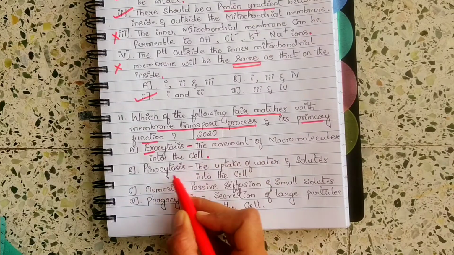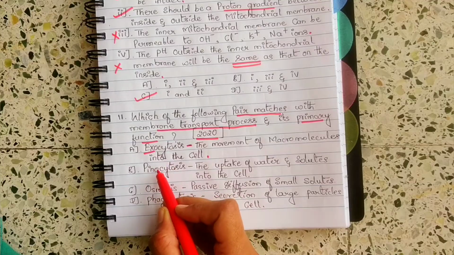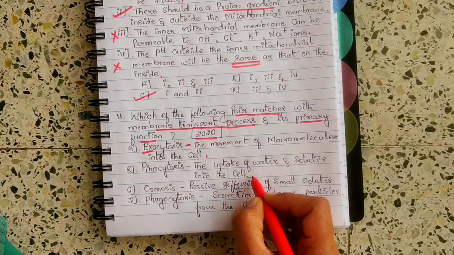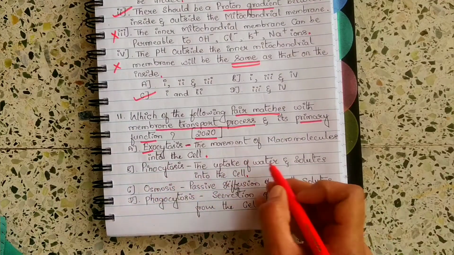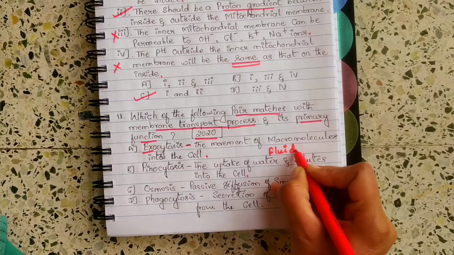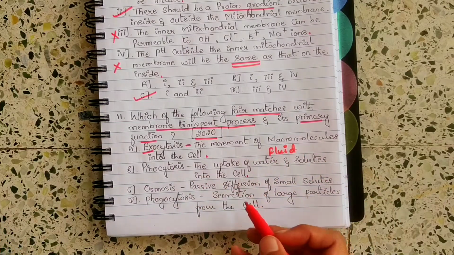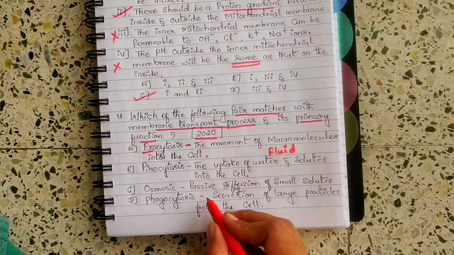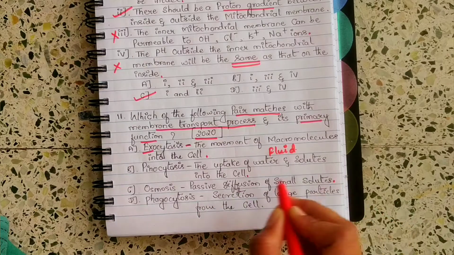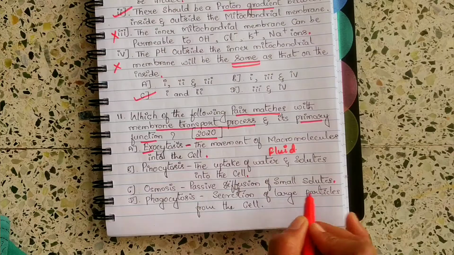Next one, pinocytosis. Pinocytosis means the uptake of water and solids into the cell, uptake of fluid, you can say. But this is not the primary function. Coming to osmosis, passive diffusion of small solutes. And phagocytosis, secretion of large particles from the cell.